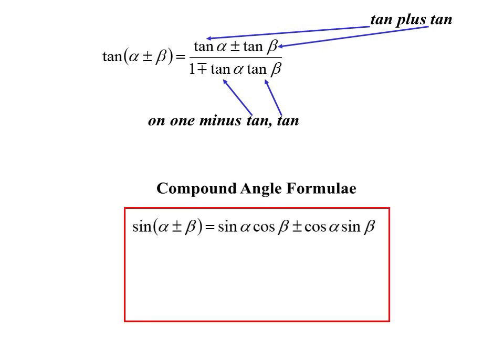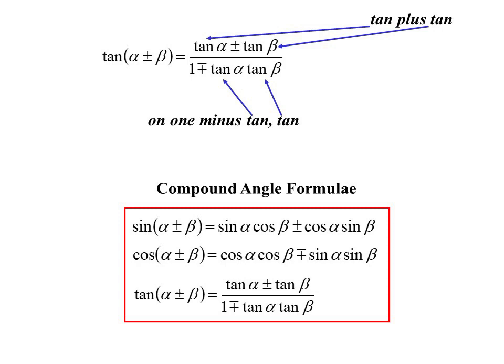So compound angle formula. We have sine: sine cos, cos sine. If it's the sine, it's the sine. We have cosine: cos cos, sine sine. If it's not the sine, it's not the sine. And we have tan: tan plus tan on 1 minus tan tan.